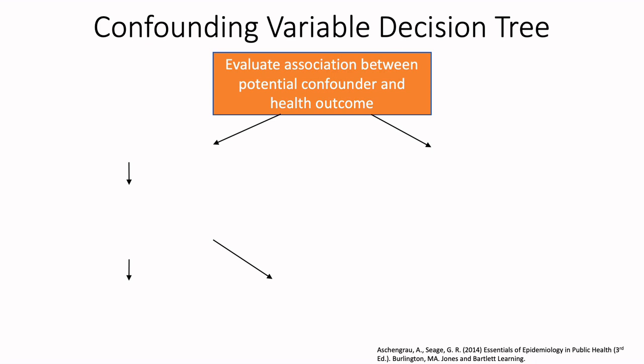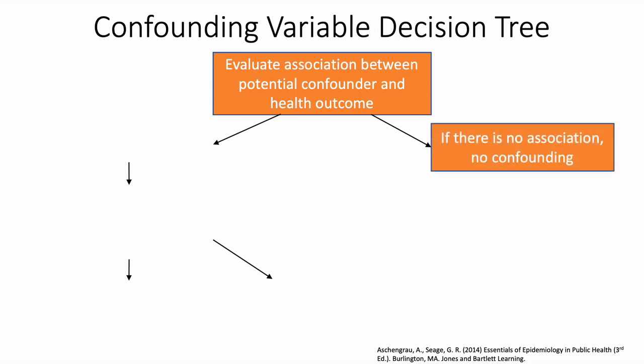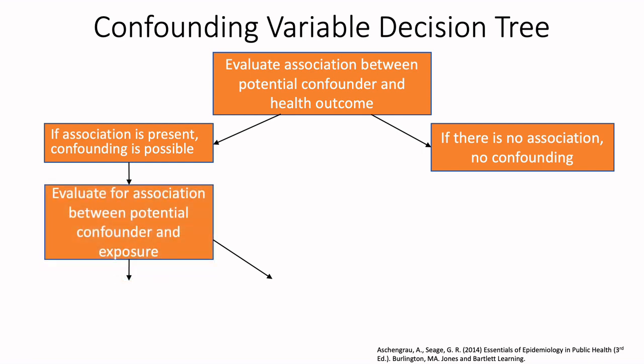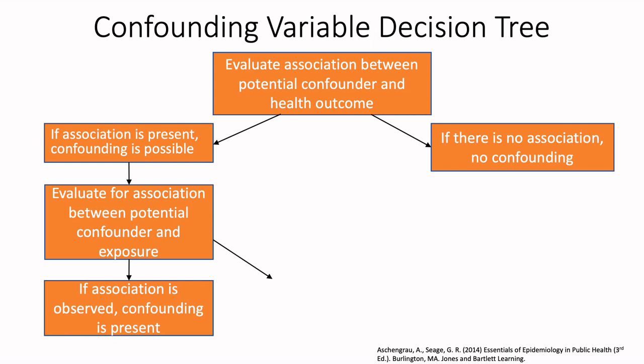Epidemiologists assess potential confounders by evaluating the association between a third variable, the potential confounder, and the health outcome. If no association is found, there is no confounding, and no further evaluations are necessary. But if an association between the potential confounder and the outcome is found, then the next step involves evaluating for an association between the potential confounder and exposure. If an association is observed between the potential confounder and the exposure, then there is confounding. But if there's no association observed, there's no confounding present.